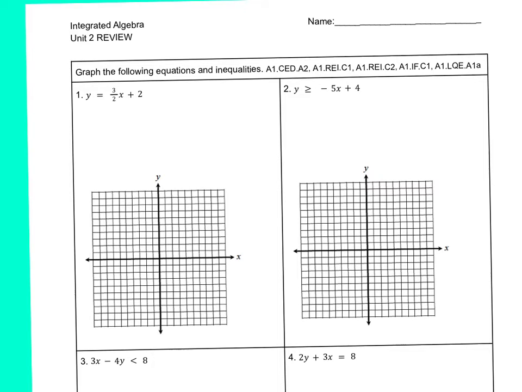Plot the 2 where? On the y-axis. Good. Now what? Up 3 over 2 because my slope is 3 over 2. So up 3 over 2. I can make a few more points if I want to. The opposite of going up 3 and right 2 is down 3 and left 2. Good. And that's my line.